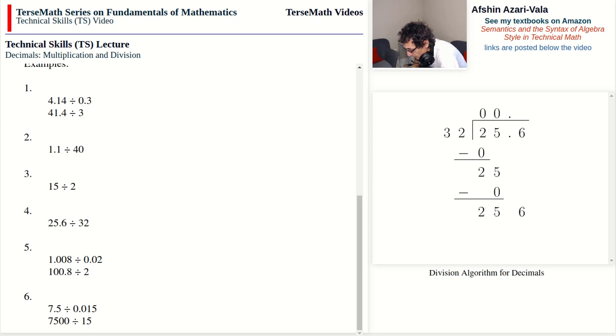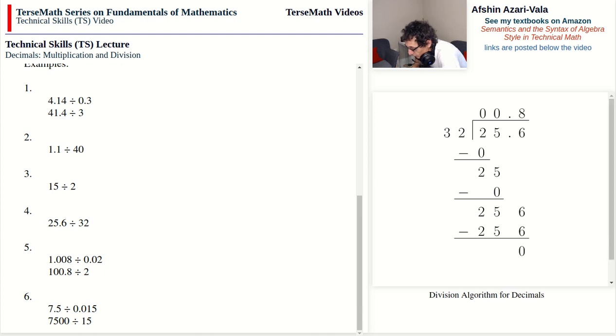32 into 256, 8 times. 8 times 32 is 256. Then subtract, and you're done. So the answer is 0.8, and of course the leading 0, actually this one anyway, was not needed. Let's do the shortcut division.